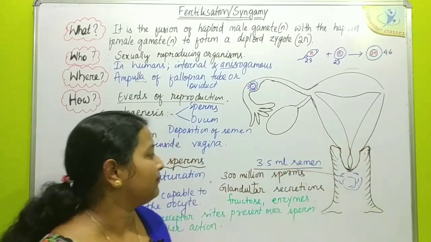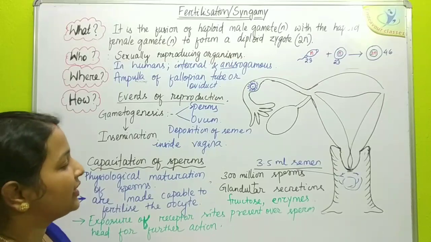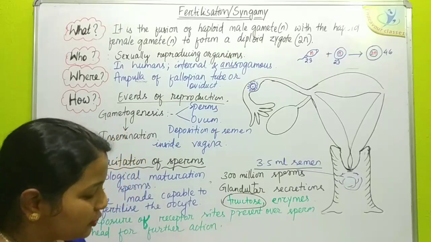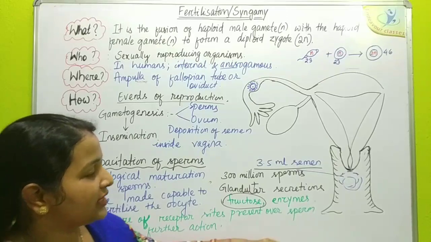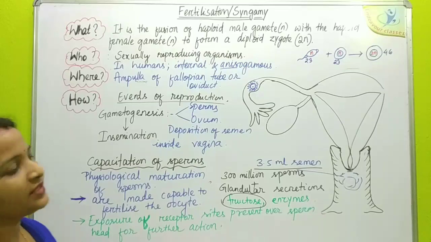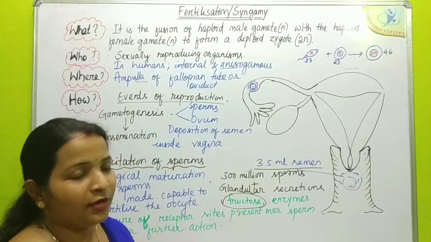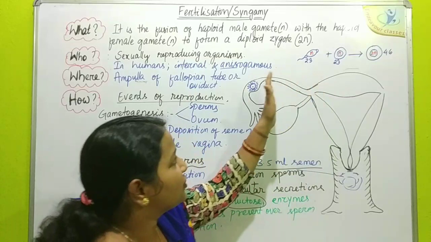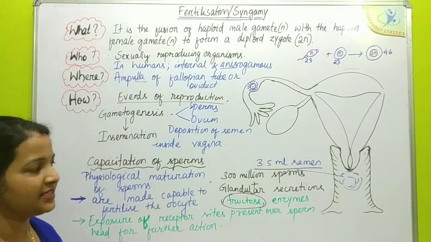It contains around 300 million sperms and different glandular secretions, in which the main component is fructose, which provides nourishment to the sperms to survive inside the female reproductive tract, and it also contains different types of enzymes. But there is destruction of sperms inside the vagina. Many sperms are destroyed, only about 200 sperms survive, and they find their way to reach the secondary oocyte for fertilization. So what happens inside the vaginal chamber?